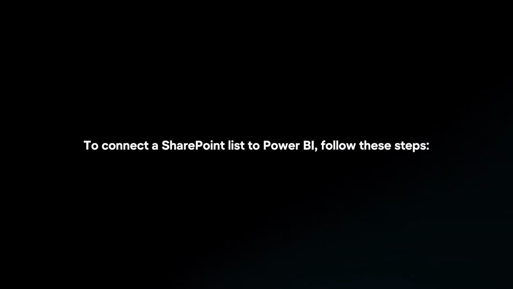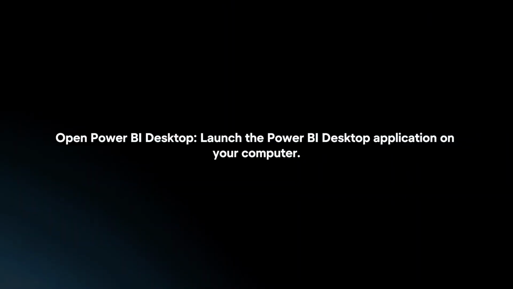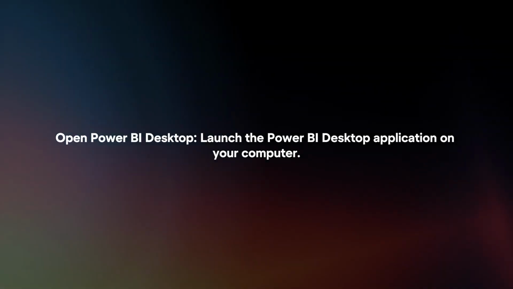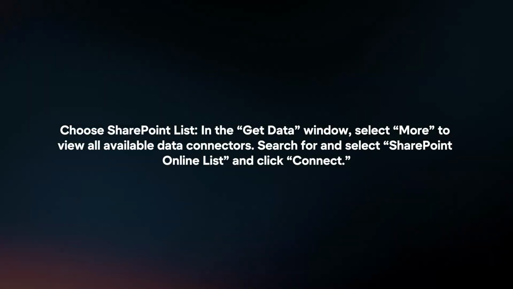To connect the SharePoint list to Power BI, follow these steps. Open Power BI Desktop. Launch the Power BI Desktop application on your computer. Get Data. In Power BI Desktop, go to the Home tab and click on Get Data to open the data source options. Choose SharePoint List.